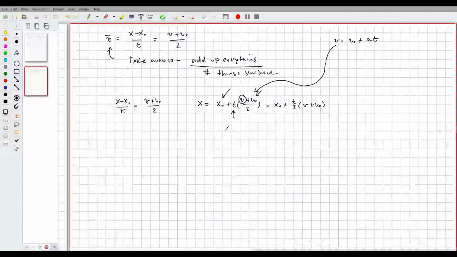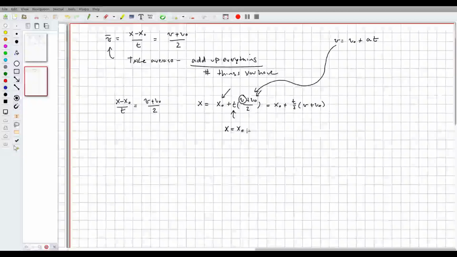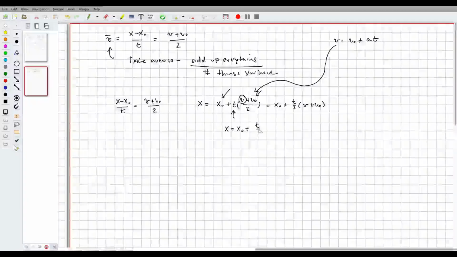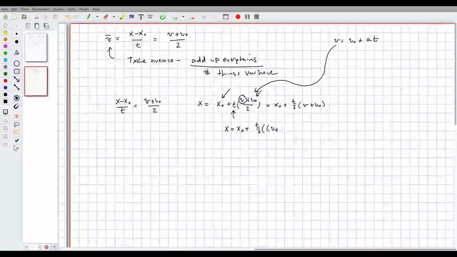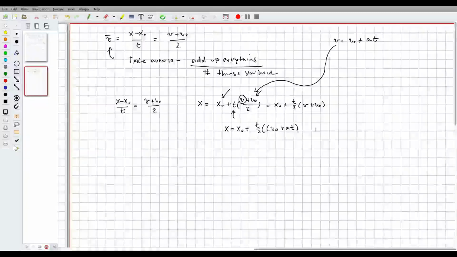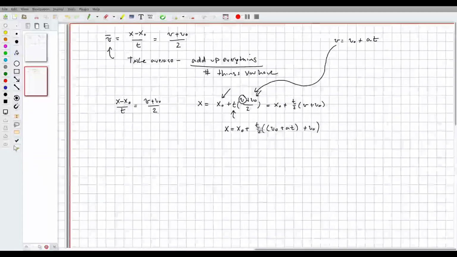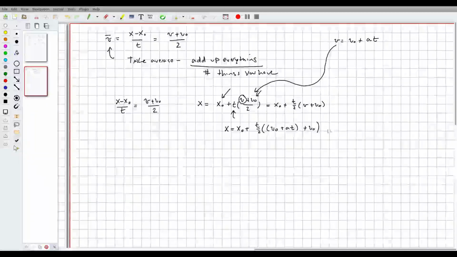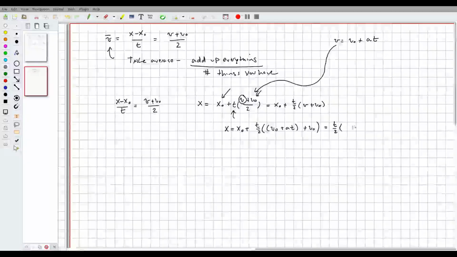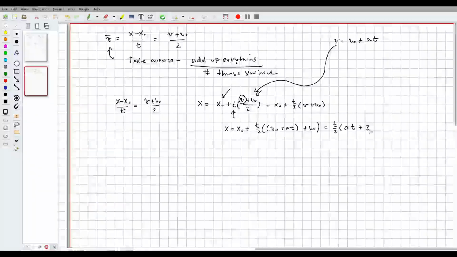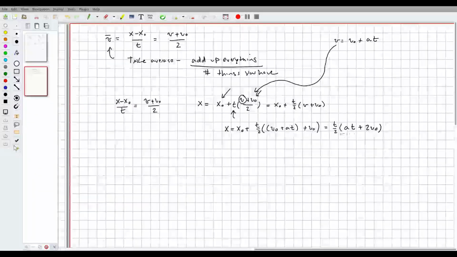That is x is equal to x naught plus T over 2 times V naught plus AT plus V naught. Now, if I allow this V naught and this V naught to group up, I have T over 2 times AT plus 2V naught. Now, let me go ahead and multiply the T over 2 through.